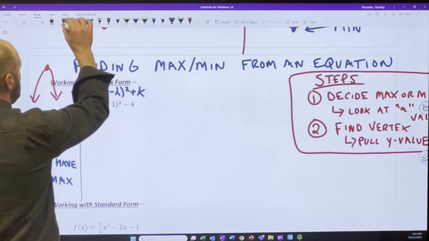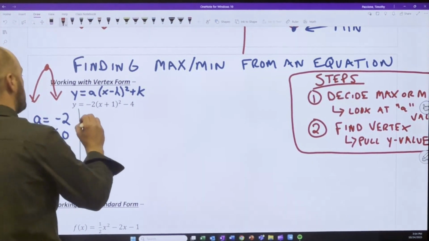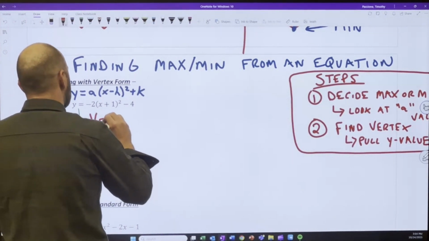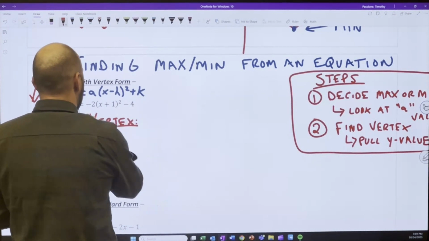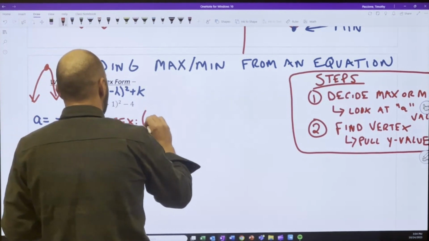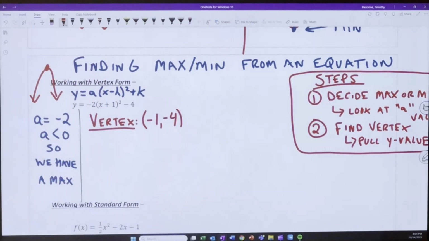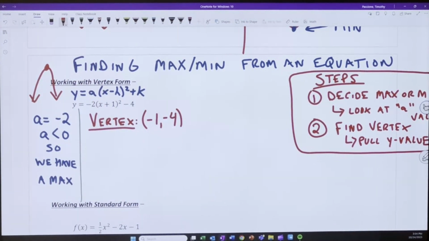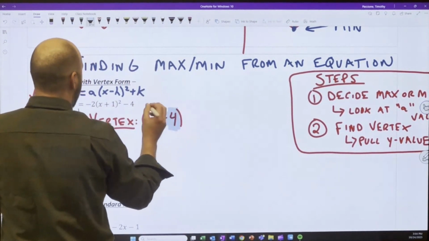The next thing we need to do, well, we said we needed to find the vertex. We're in vertex form, so we're in luck. What is our vertex here? -1, -4, right? We flip the x, we keep the y. -1, -4. And what was the value we said matters in the vertex in terms of our max or our min? The y, right? So this part right here is what matters.